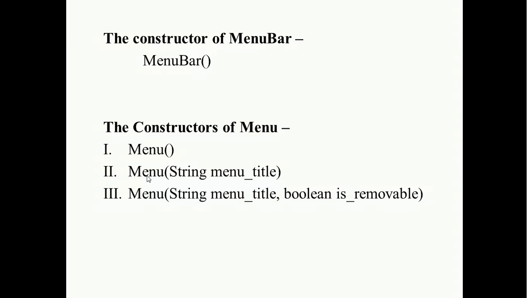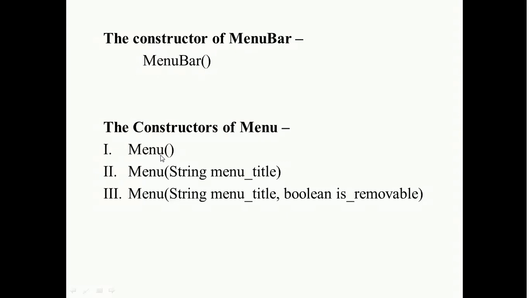This constructor specifies the string as a menu title and has a removable option. Removable option means what? If removable option is true, then pop-up menu can be removed and float free of the menu bar. And if the boolean is removable is false, then it will remain attached to the menu bar. These three are the constructors of the menu.